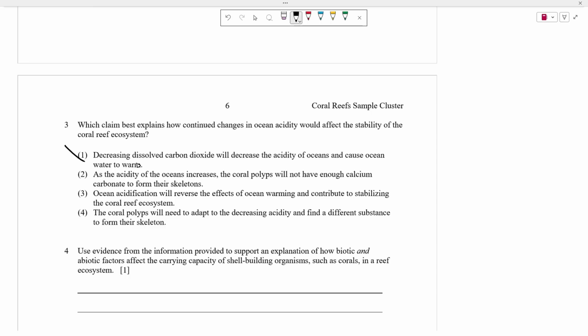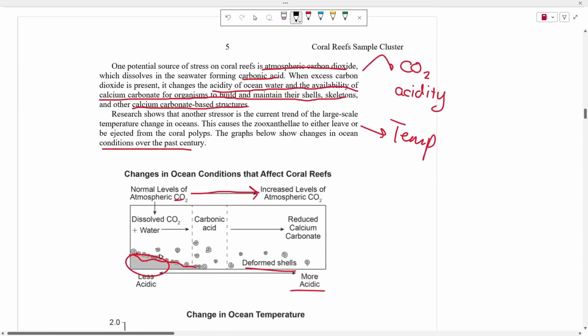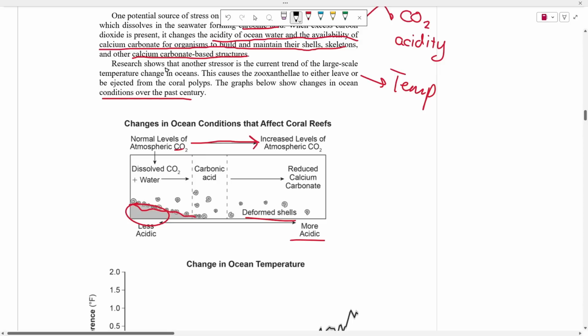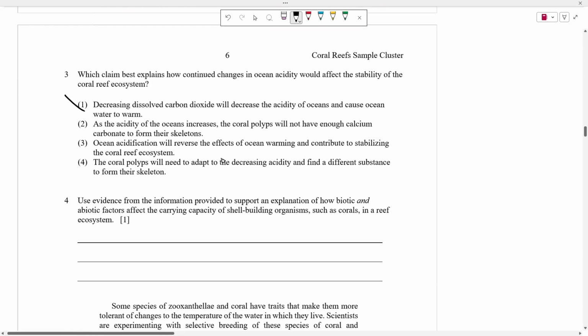Okay, well, this part is right. Decreasing the amount of carbon dioxide dissolved makes the ocean less acidic. We know that from this diagram. As it increases, it becomes more acidic. As it decreases, it becomes less acidic. But what about the second part of this choice? It says, because the ocean is less acidic, it causes the ocean water to warm.